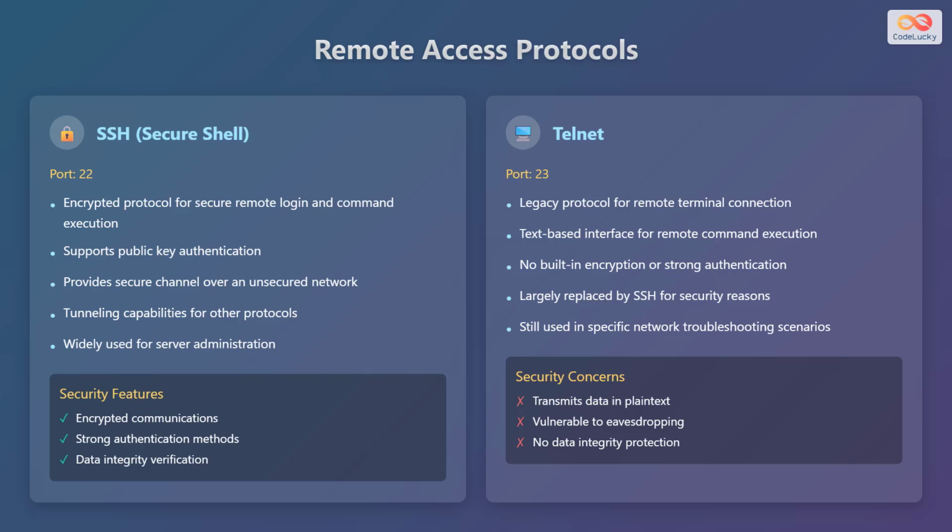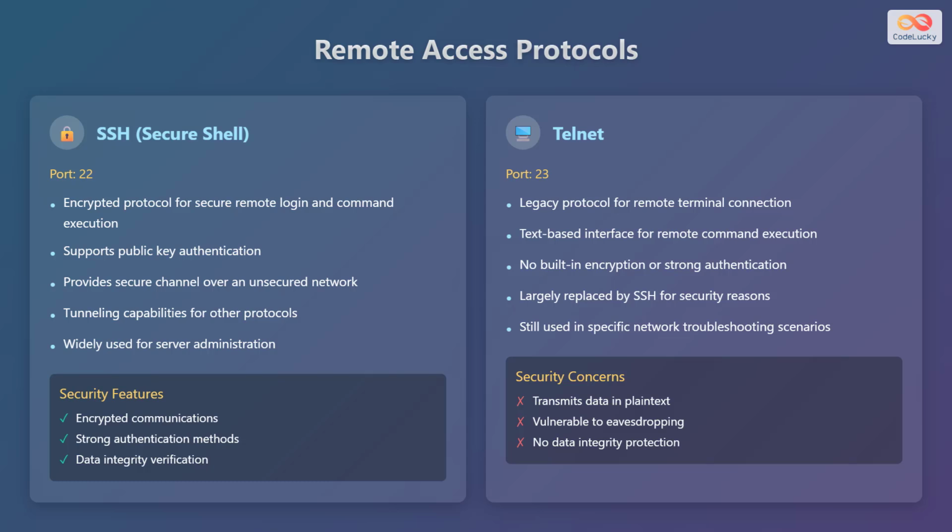Now let's explore remote access protocols. First, the Secure Shell, or SSH, uses port 22. It is an encrypted protocol for secure remote login and command execution. It supports public key authentication and provides a secure channel over an unsecured network. It also has tunneling capabilities for other protocols and is widely used for server administration. Security features include encrypted communications, strong authentication methods, and data integrity verification.